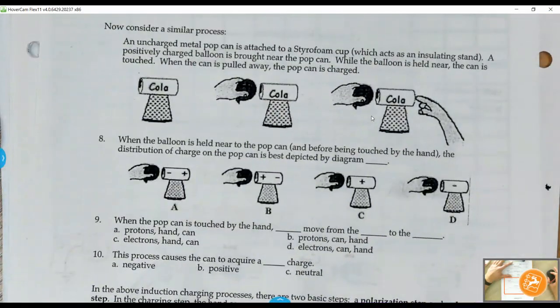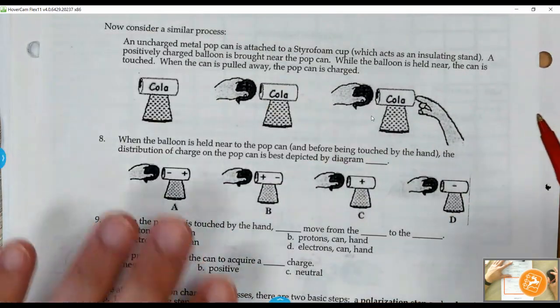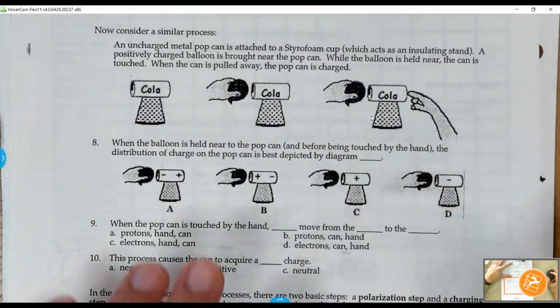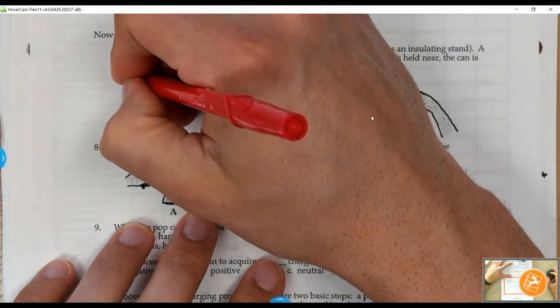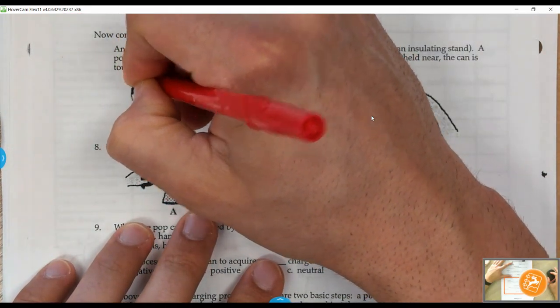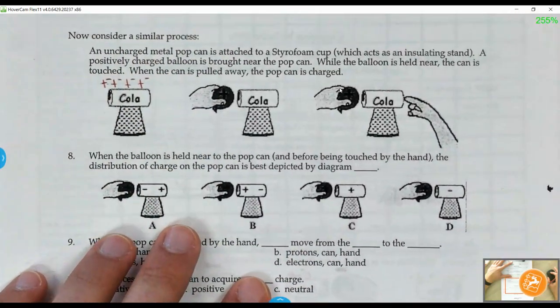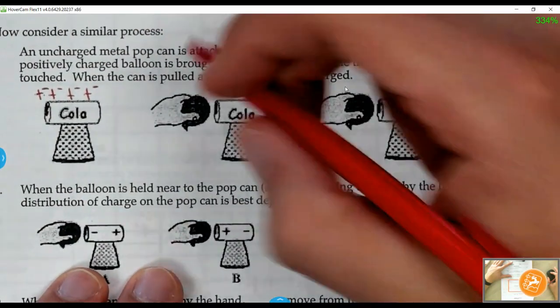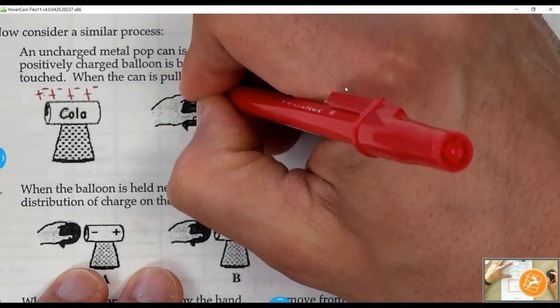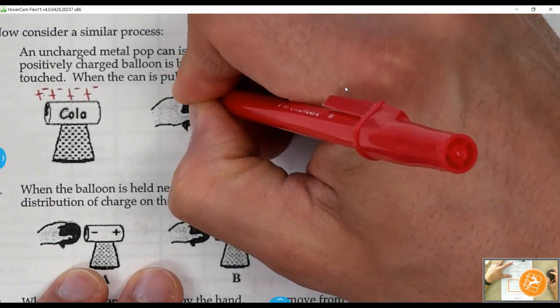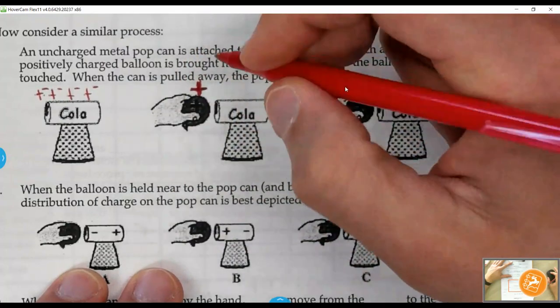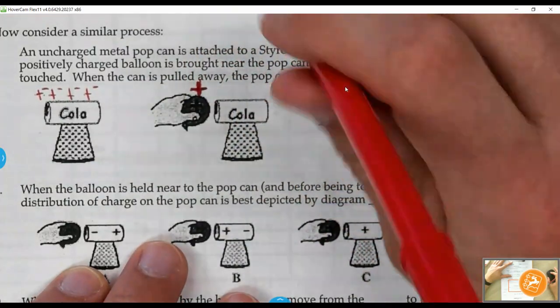All right, so now let's take a look at this one. Same as before, here we had a positive, negative. Okay, neutral. This time the balloon has extreme amounts of positive charge.